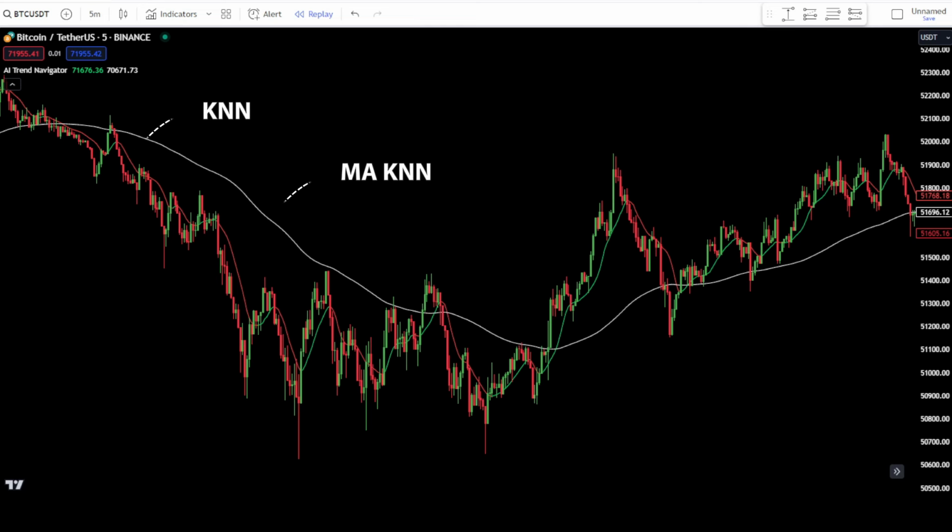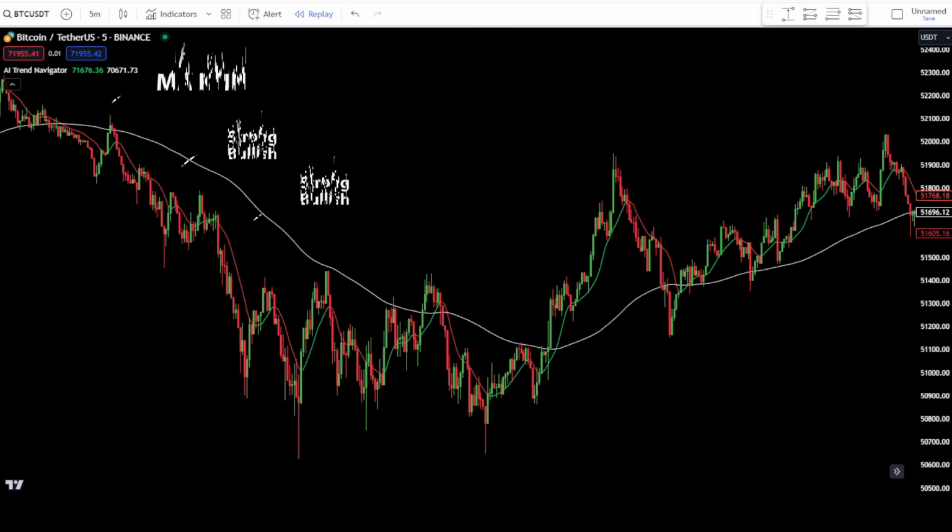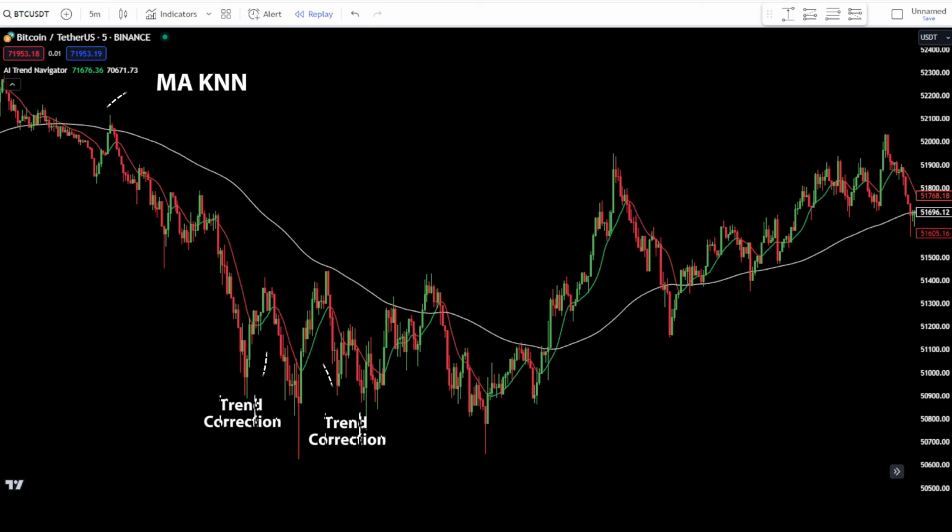Next, if the KNN line is below the MAKNN line, it generally indicates a bearish trend. However, to confirm a strong bearish trend, ensure that the KNN line is red. If during the time when the KNN line is below the MAKNN line, the KNN line is green, it signifies a correction phase within the bearish trend.